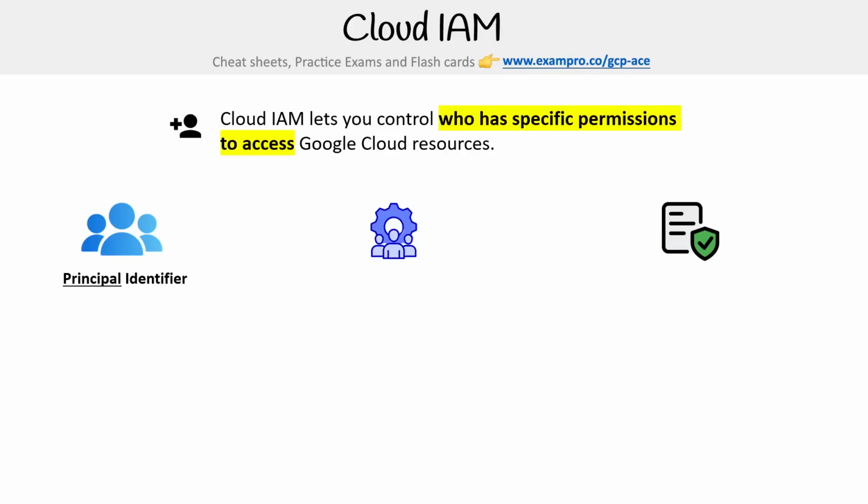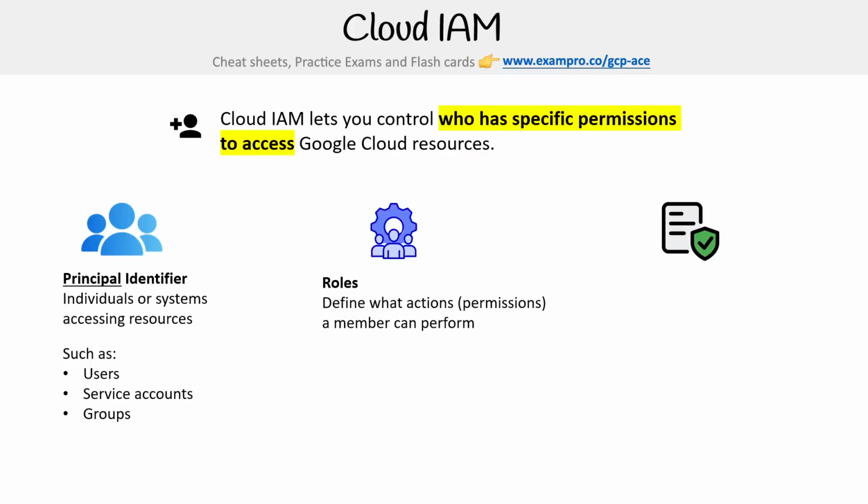So the first one is the principal identifier. This will just be called principal when you are in the Google console. But this is either individuals or systems accessing resources. This could be a user, a service account, a group. So just understand the word principal is going to be something that identifies something that is going to get permissions.